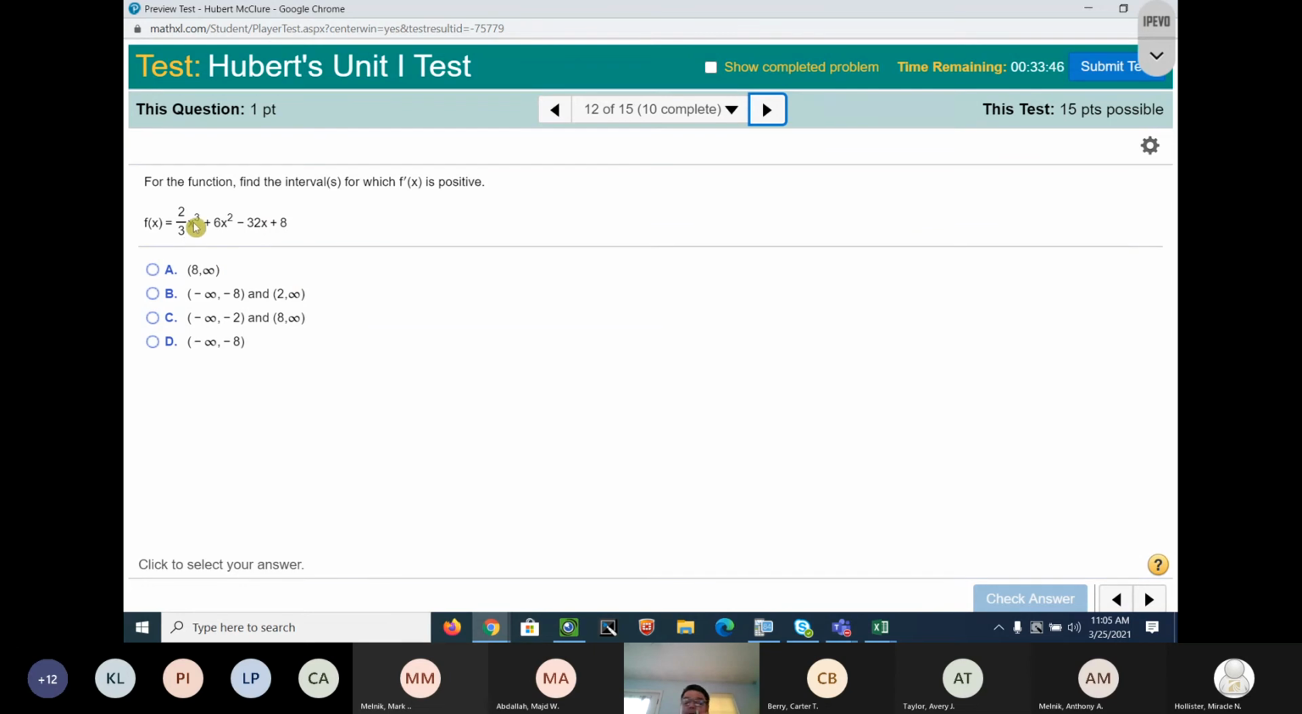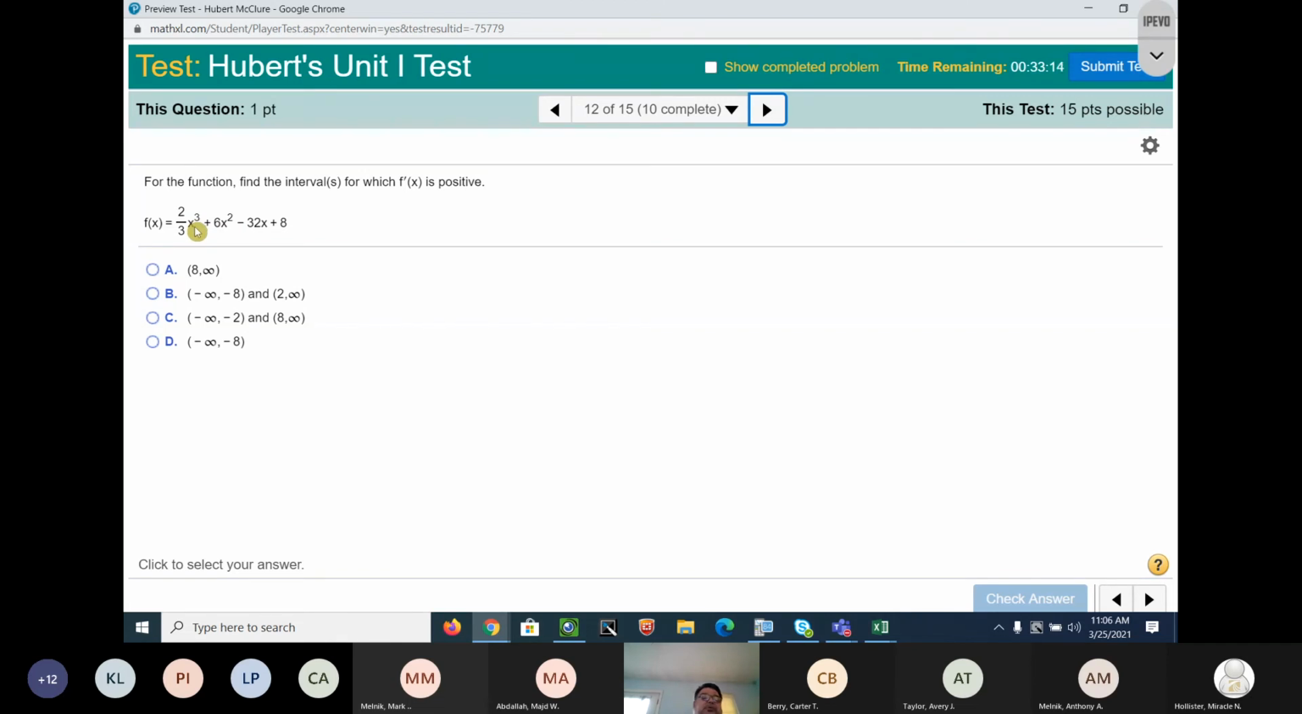Okay, so plug negative 7 into this function. Now you don't have to find a number. You just have to discern whether it's going to be negative or positive. So negative 7 is going to give you a negative here, which is going to give you a negative here. Negative 7 is going to give you a 49 here, and that's going to be plus.